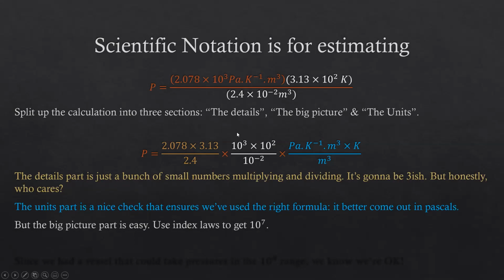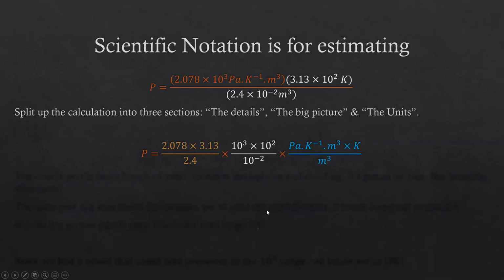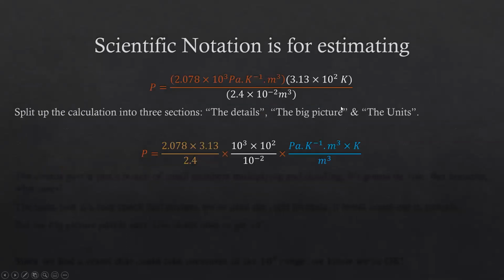But the really useful thing is in here, the big picture. We've got 10 to the 3 times 10 to the 2 divided by 10 to the negative 2. So this number here is going to be 10 to the 7, right? But we know that our vessel could take something. Let's go back to the previous slide. We know that our vessel could take values up to 5 times 10 to the 8. That's a whole order of magnitude above what we've got here.